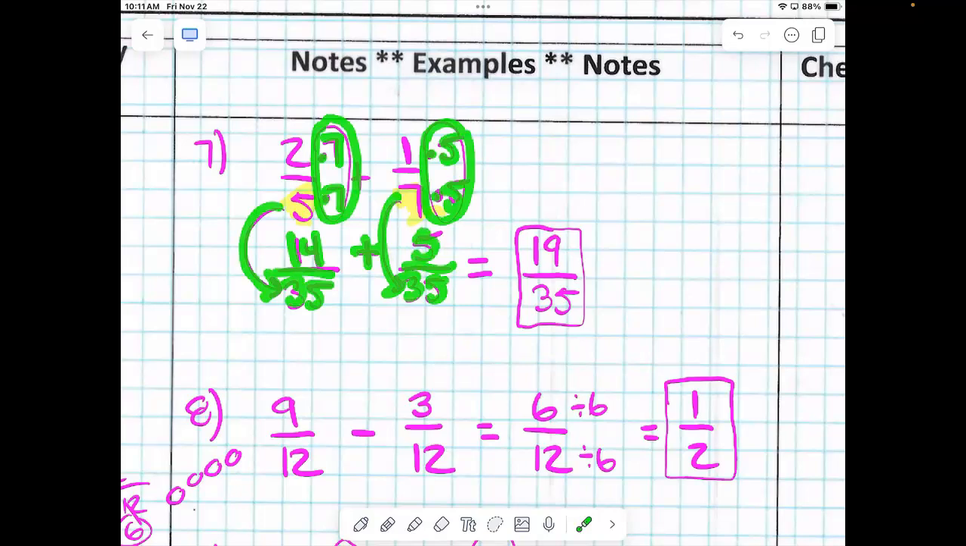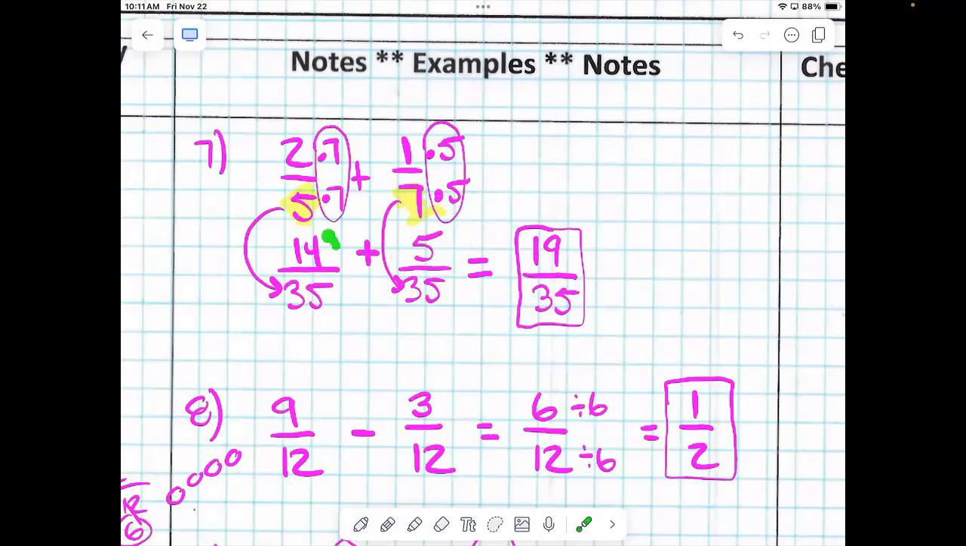5. Can I now add this fraction and this fraction? Yes. Because they have a common denominator. What is 14 plus 5? 19. And my denominator stays at 35, right? Yes. Simple as that.